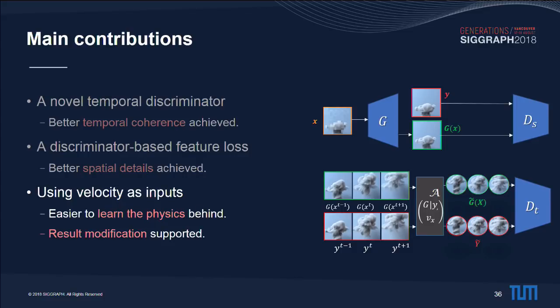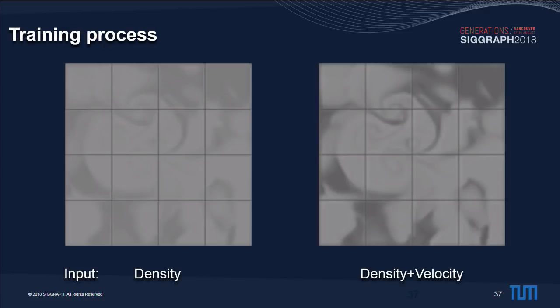All right, let's go back to the list. Actually, our structure is a very general structure. Here, we used density and velocity as the input. So for the next step, I want to explain why we choose the density and the velocity as input.